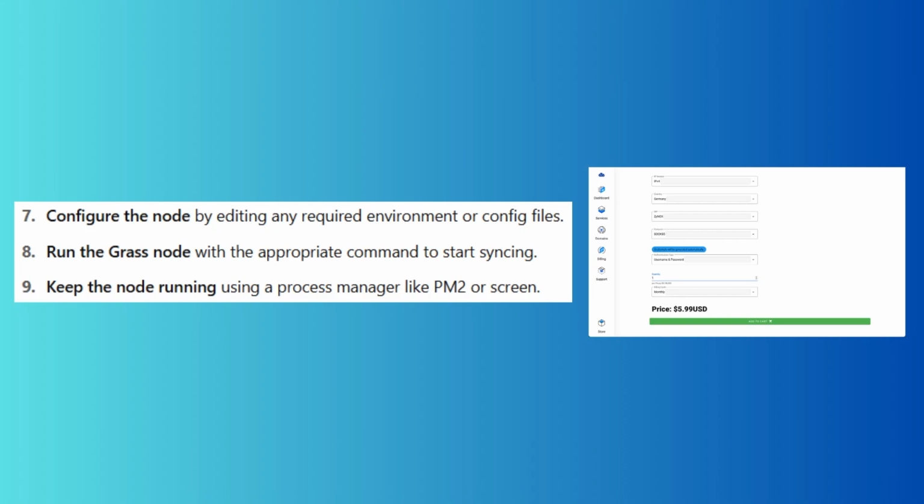Configure the node by editing any required environment or config files. After that, run the Grass node with the appropriate command to start syncing. Keep the node running using a process manager like PM2 or Screen.